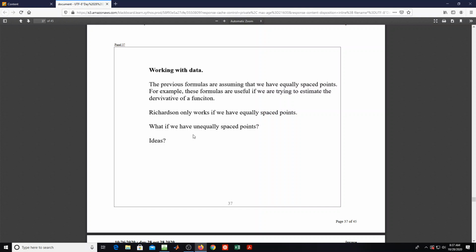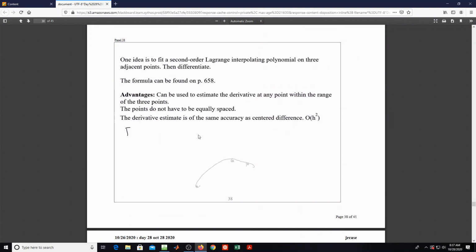You try to do an approximation and use that with equal spacing. So back to maybe quadratic or maybe a spline. Any other ideas? Yeah, fit a second order Lagrange interpolating polynomial and differentiate. You can find that on page 58. An advantage is it can be used to estimate the derivative at any point within the range of the 3 points, not just the points that you're looking at, but any other points in between. And they don't have to be equally spaced. And it's of the same accuracy as center difference. So that's pretty good.